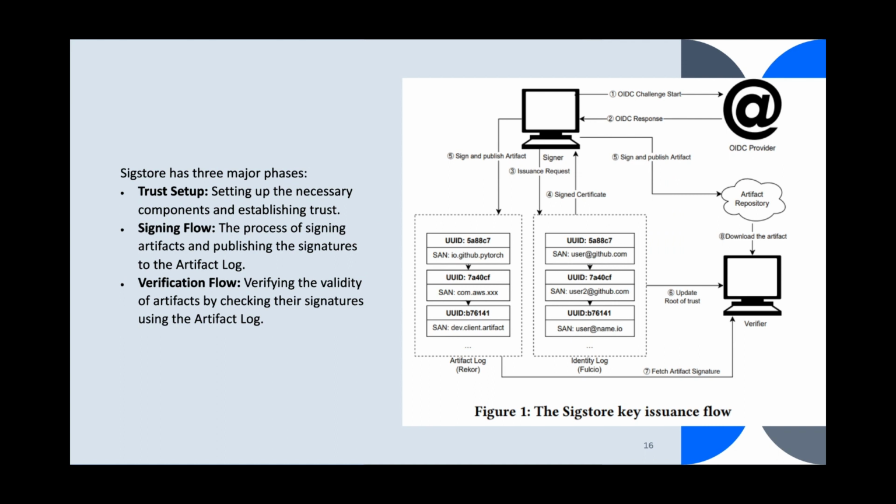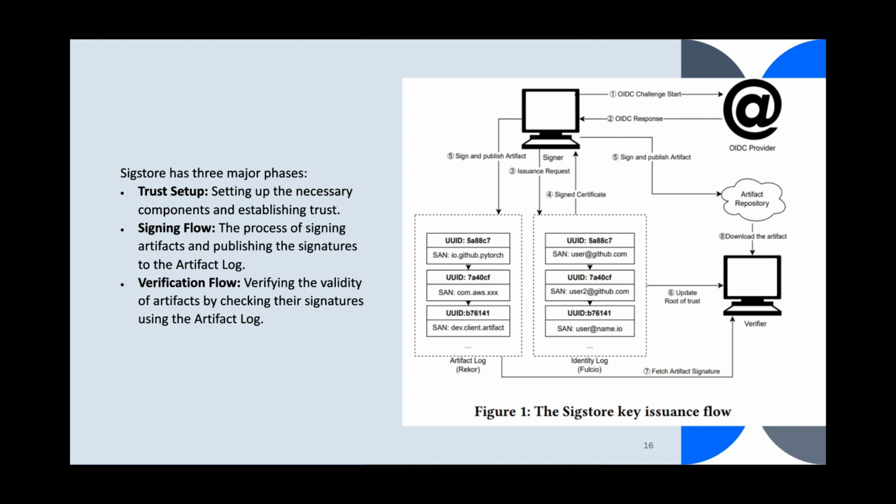Sigstore has three major phases. Trust setup, setting up the necessary components and establishing trust. Signing flow, the process of signing artifacts and publishing the signatures to the artifact log. Verification flow, verifying the validity of artifacts by checking their signatures using the artifact log.